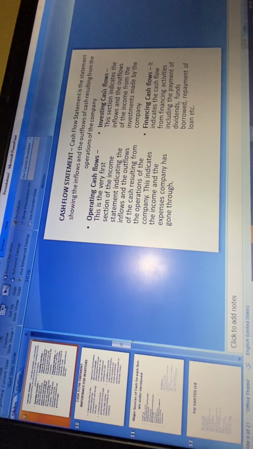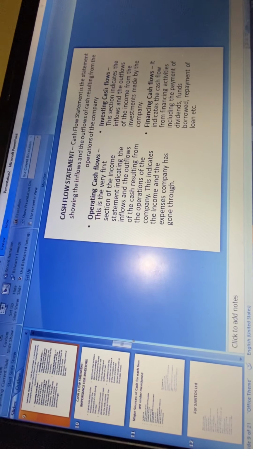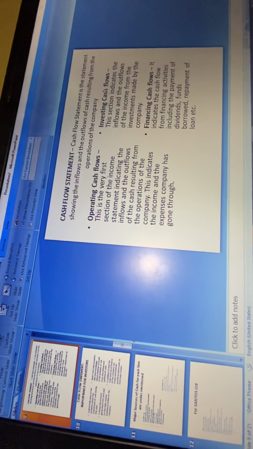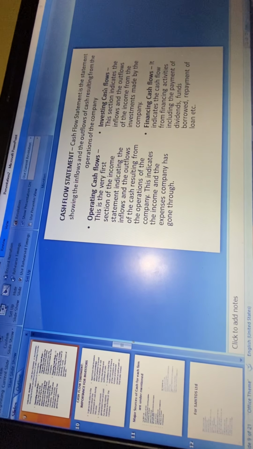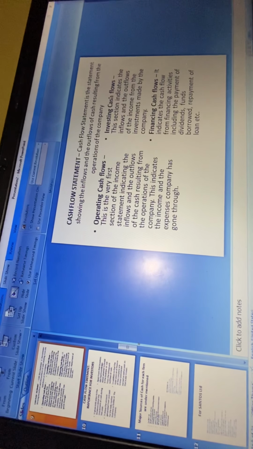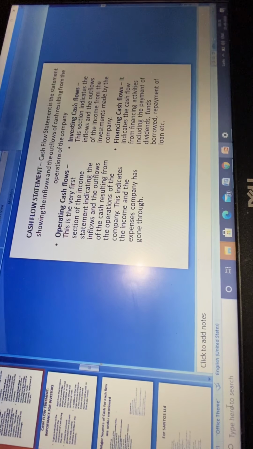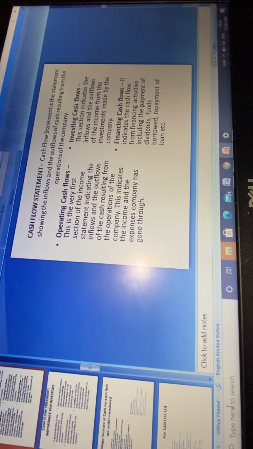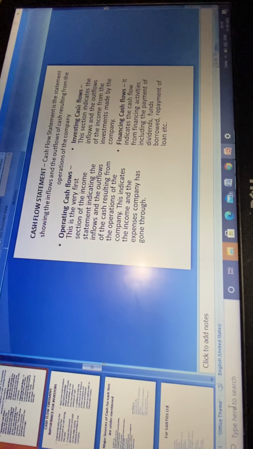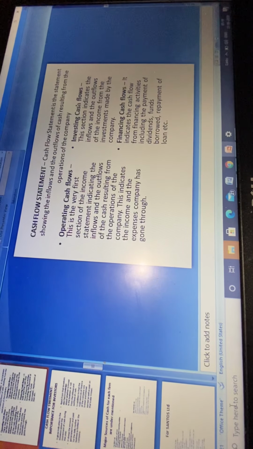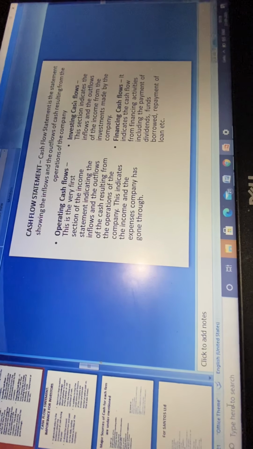So next is the cash flow statement. Cash flow is the statement which tells us about the inflows and outflows of the cash that result from operations of the company. So it breaks down into three major parts. The very first is operating cash flow. This is the very first section of the cash flow statement, indicating the inflows and the outflows of the cash resulting from its operations.